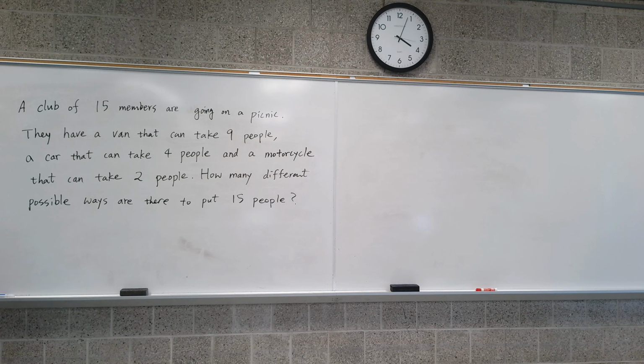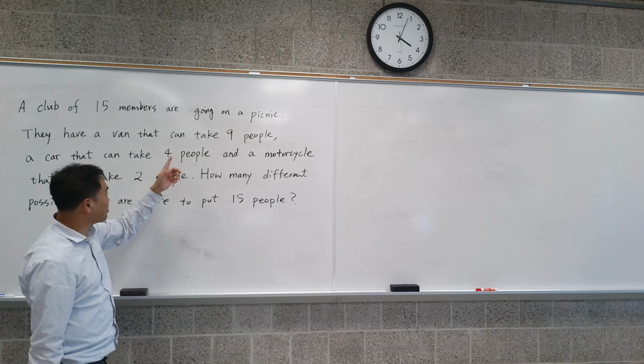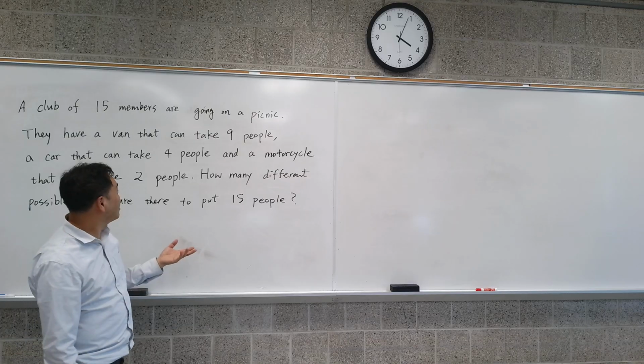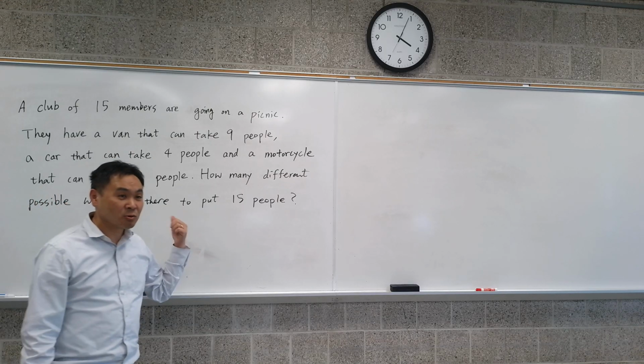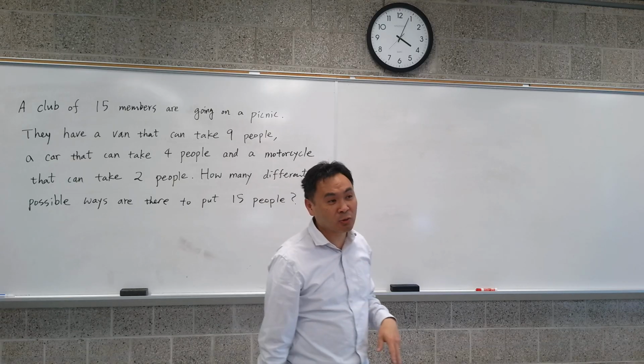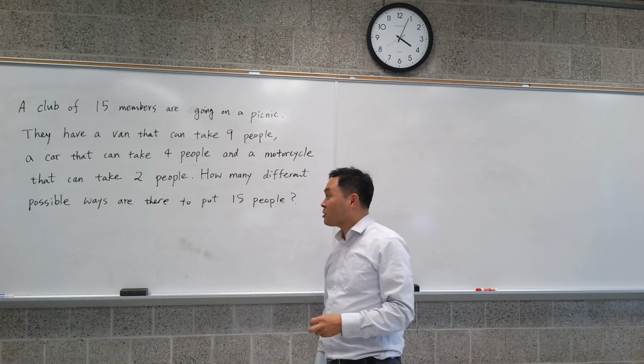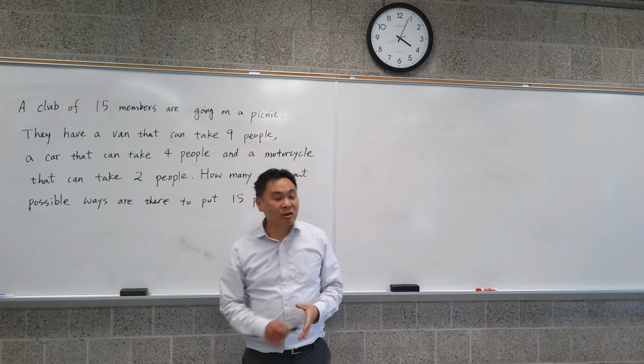Okay, so you have 15 members going on a picnic, and there are three transportations: a van, a car, and a motorcycle. Each can hold 9, 4, and 2. 9 plus 4 plus 2 gives you 15, right? So all 15 members can go to the picnic with all three transportation working together. But now the question is, how can you transport them?